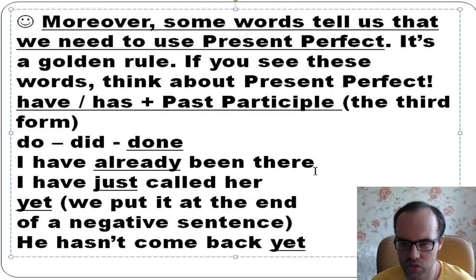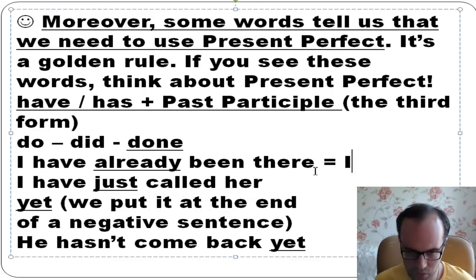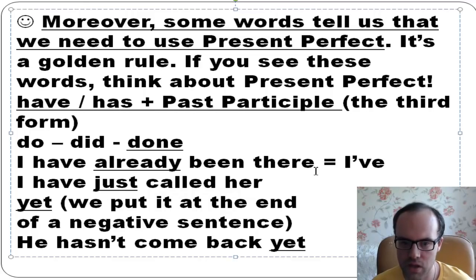Oh, you know that we often use a short form and we say I've. Yeah, I've already been there. I have just called here, or I've just called here. Yet, we put it at the end of a negative sentence. Look, he hasn't come back yet. He hasn't come back yet.